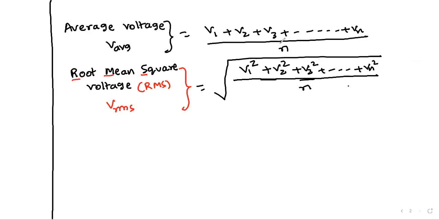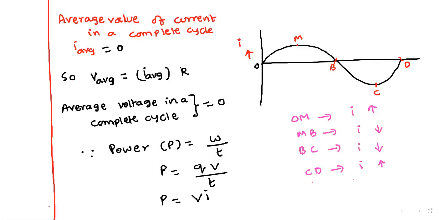Now we are going to find average voltage in a half cycle, because in a complete cycle it is zero. In a complete cycle it is zero. So we are considering a half cycle, either from O to B or B to D.